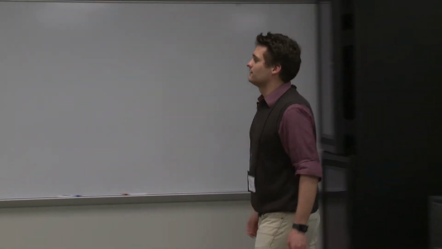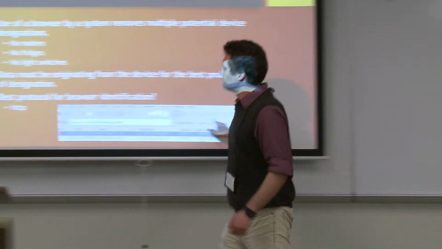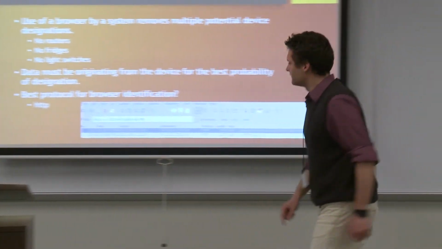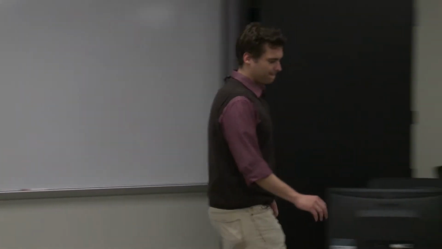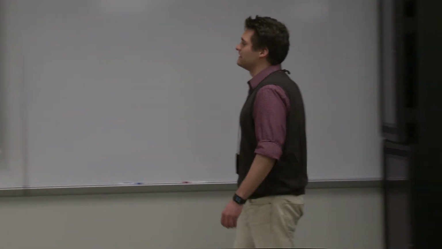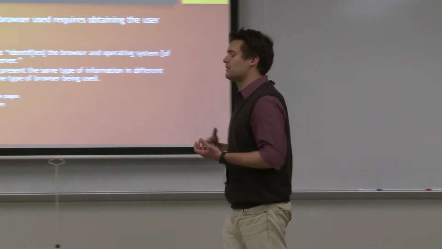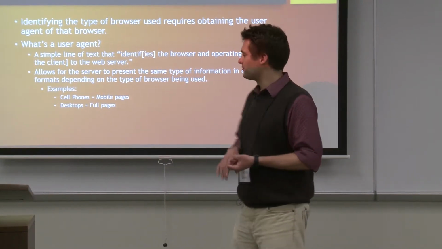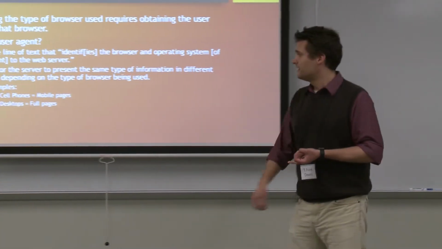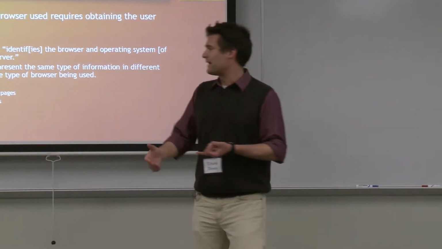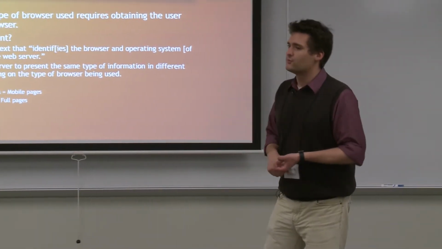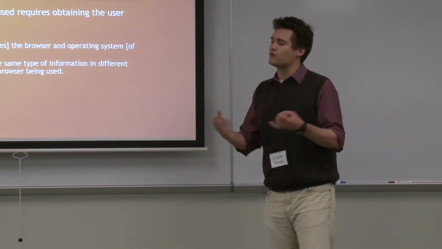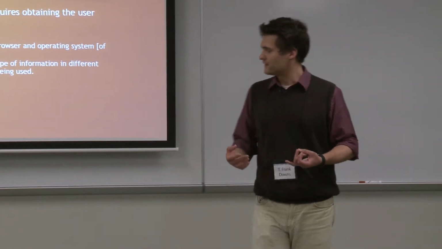Something that you'll be talking about with Ben a little bit later, the all-important HTTP filter. Identifying the type of browser is huge because if you can identify what type of browser is being used, you might be able to identify what kind of device. For example, if it's a full-fledged browser, it could be a desktop, it could be a laptop. But if it's a mobile page, it's more likely to be a tablet or a cell phone or some other type of mobile device.